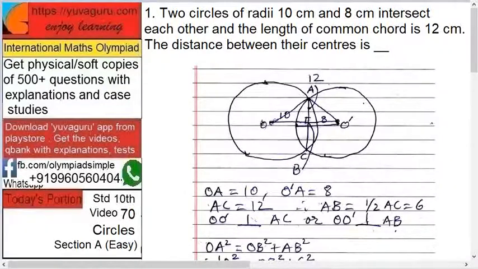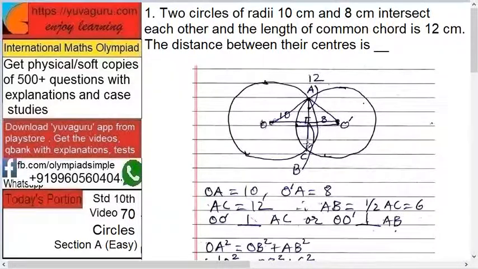Let's start. Two circles of radii 10 cm and 8 cm intersect each other and the length of the common chord is 12 cm. Then the distance between the centers is, means the question is, see, these are the two circles with center O and O dash. They are intersecting at A and C so that we get a common chord AC, right?